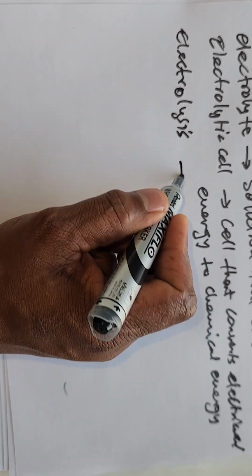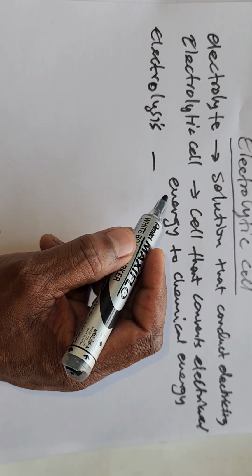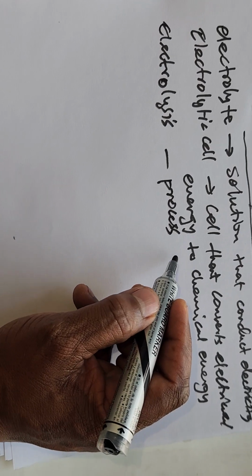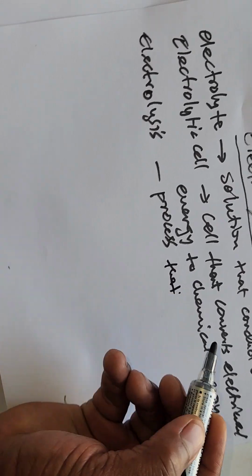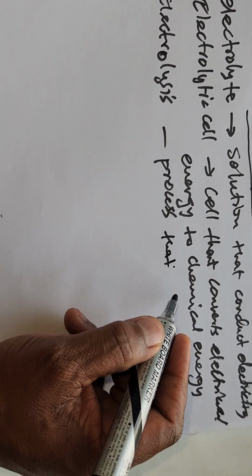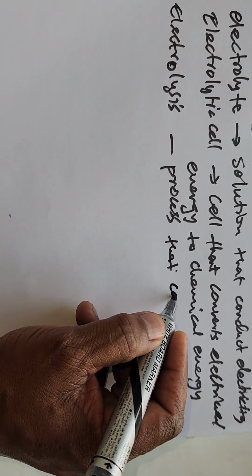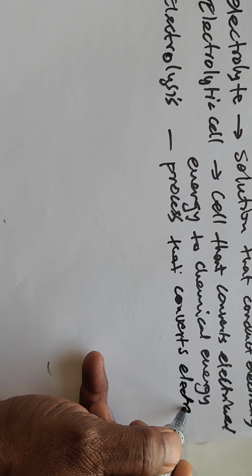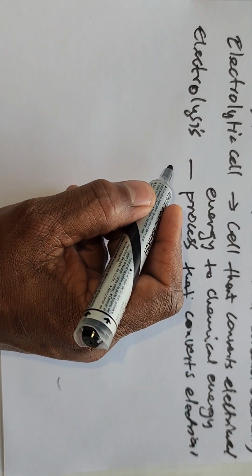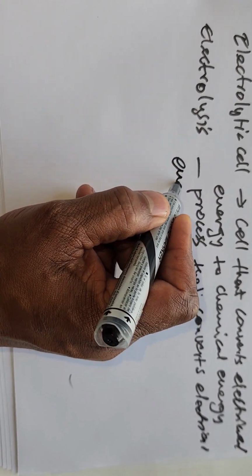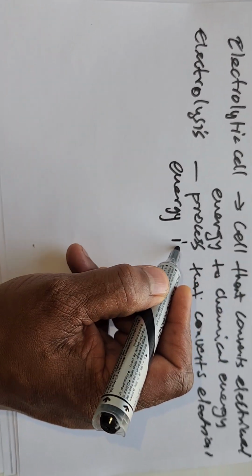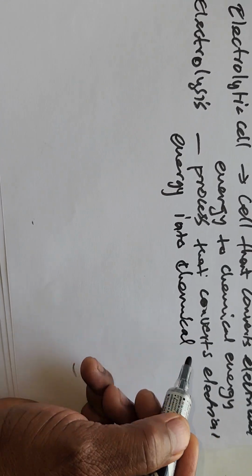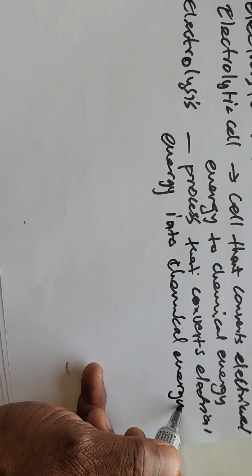electrolysis. So electrolysis now, same as the electrolytic cell, the difference is that this is a process or a phenomenon whereby electrical energy is converted into chemical energy. A process that converts electrical energy into chemical energy. The process is called electrolysis.